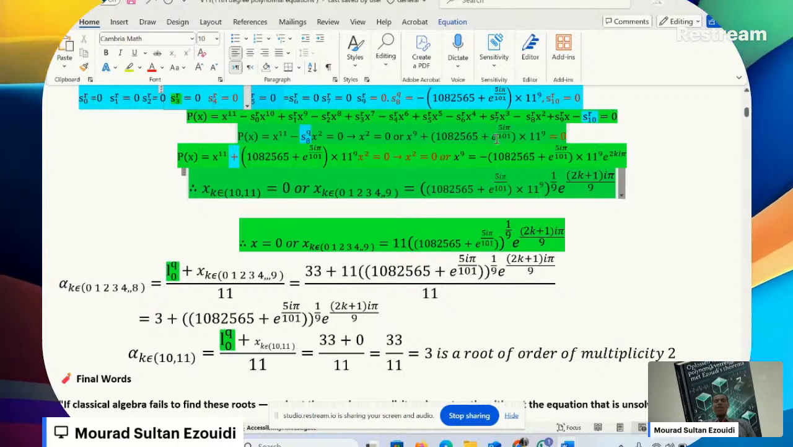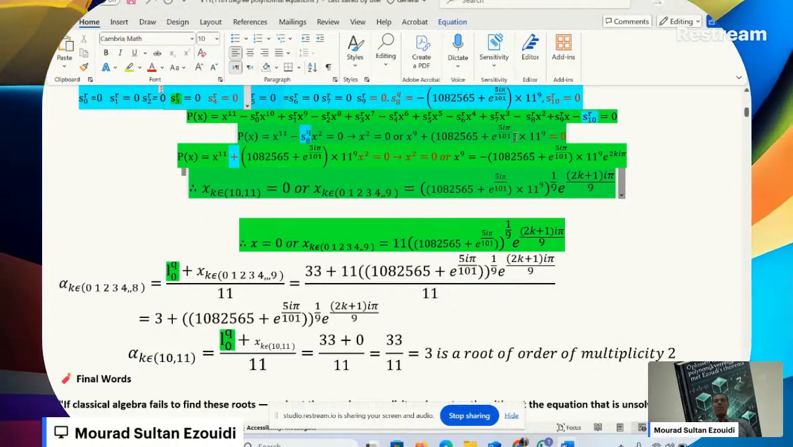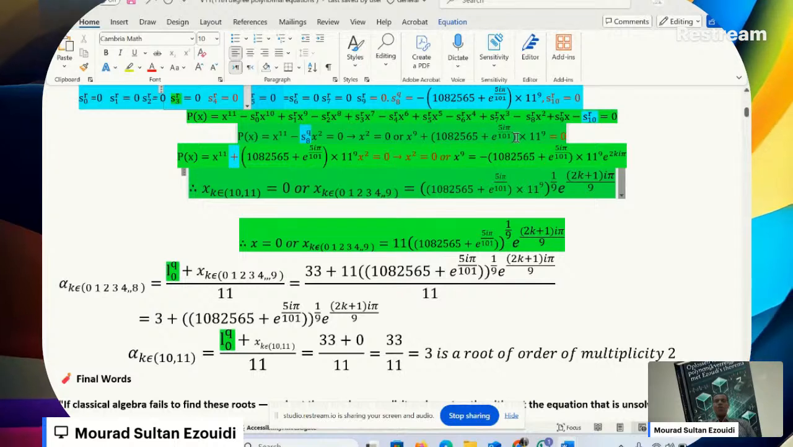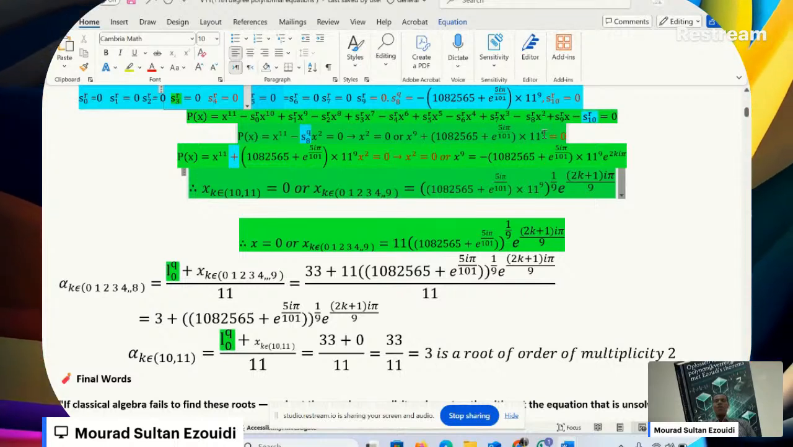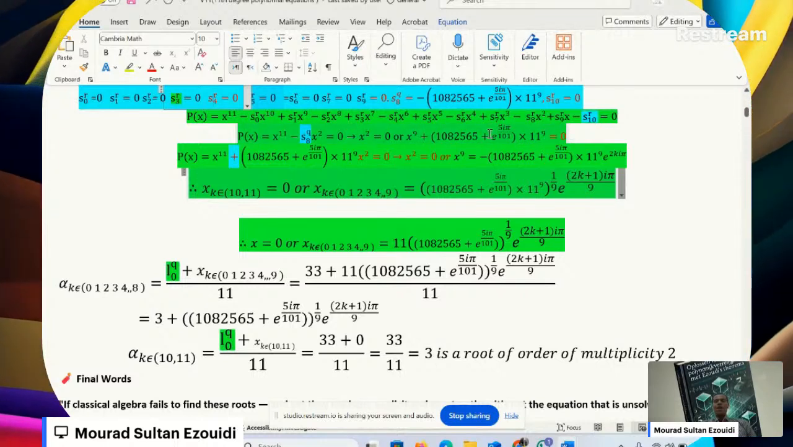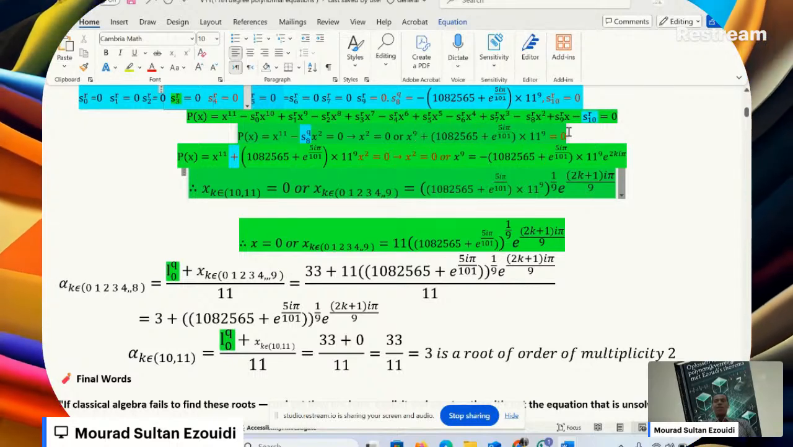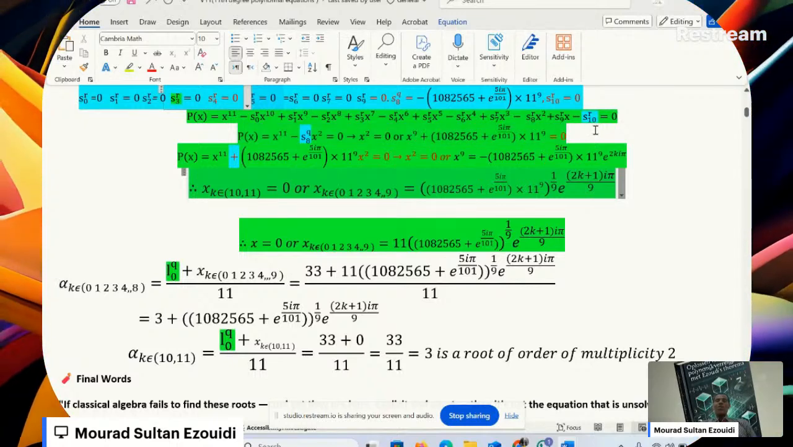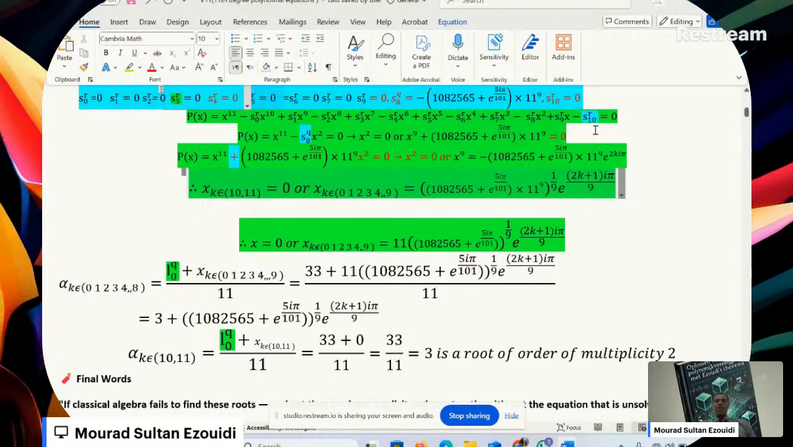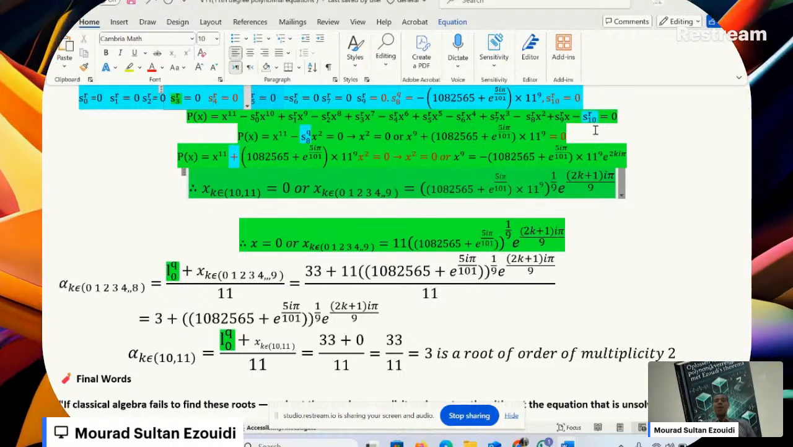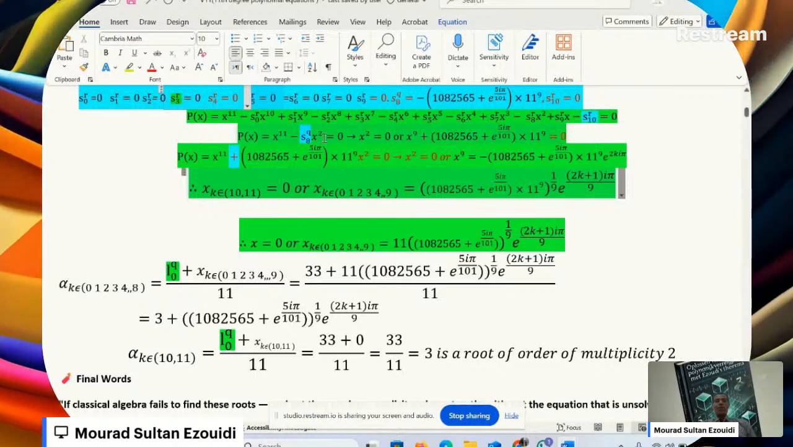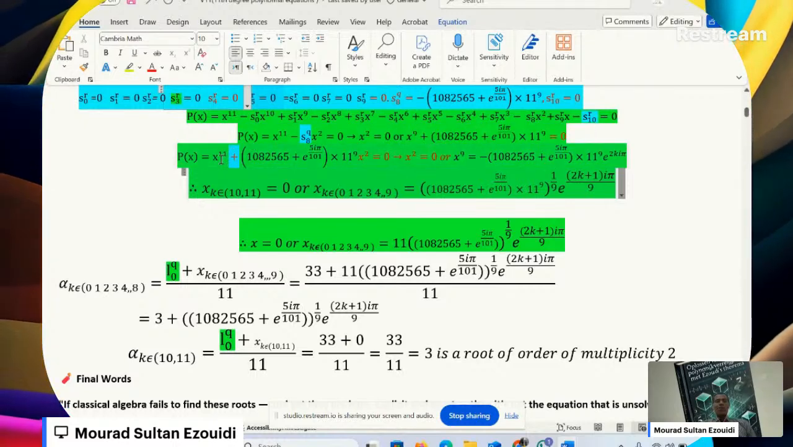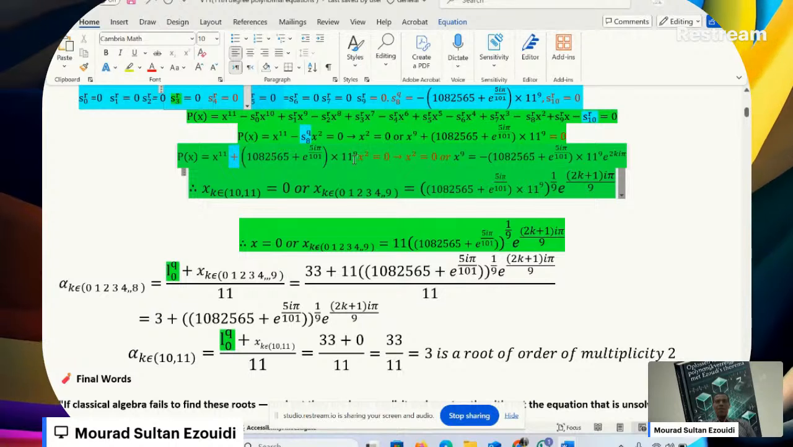1,082,565 plus exponential 5 I pi divided by 101. We close the parentheses, multiply by 11 raised to the power 9 equals 0. I'm going to transfer this value to the right hand side. It will transpose with a negative sign, and this negative sign I will write as exponential I pi. Okay, and this p of x has to be equal to that.